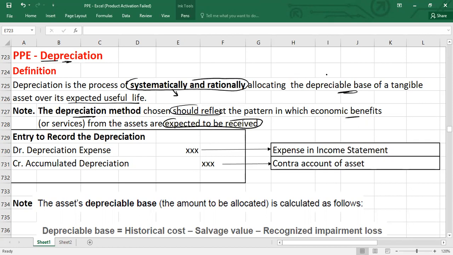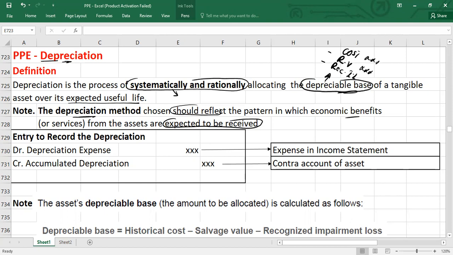Now the second word here is depreciable base. Depreciable base is always equal to the cost of the asset. From the cost you subtract the residual value, which is also called salvage value, and then you also subtract recognized impairment losses. So this is what is called depreciable base. This base you are going to split or allocate over the asset useful life.